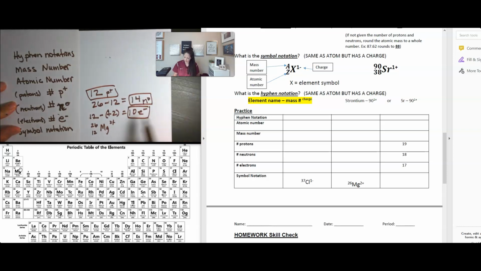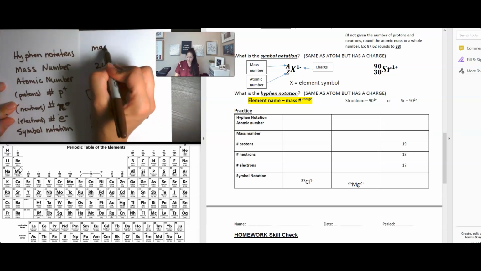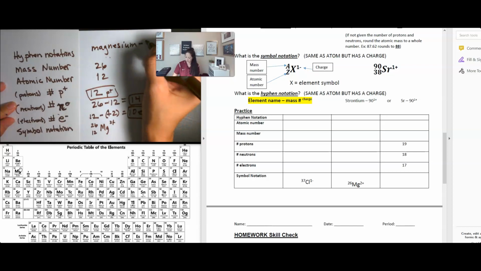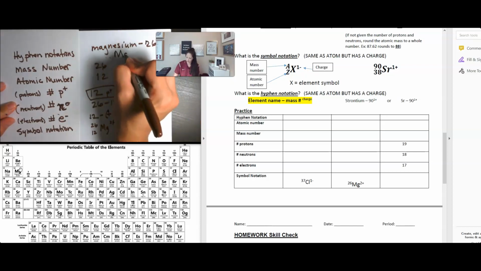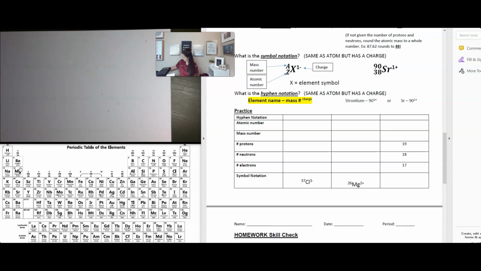So we can go up and fill in our mass number is 26, atomic number is 12, and we can write out our symbol and hyphen notations. Capital M, lowercase g, 26. All right, pause the video and try the last one on your own.